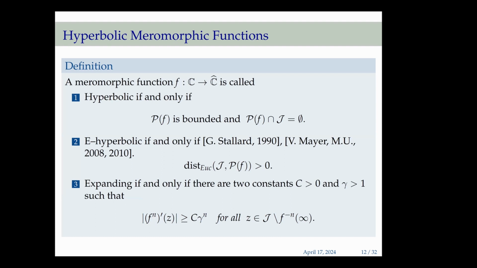So you look at P of f, which is just the closure of the forward orbit of singular values, and it is called hyperbolic if this set is bounded and disjoint from the Julia set. And it is called E-hyperbolic, or hyperbolic in a Euclidean way, if this post-critical set has positive Euclidean distance to the Julia set, and eventually it is called expanding if exponential growth along the points in the Julia set holds.